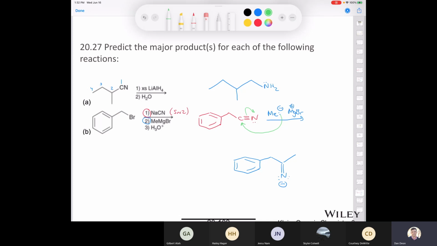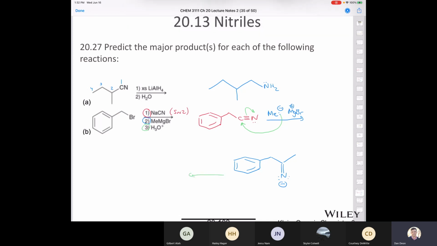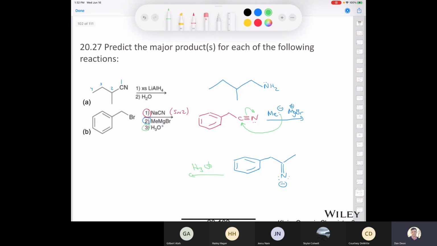And then in the last step, when you treat this with aqueous acid, what's going to happen? You're going to protonate this to make the imine in the first step, and then it's going to be hydrolyzed to the carbonyl, so to the ketone, right? So we end up with a molecule that looks like this. And then we have our carbonyl here. And there you go. There's our methyl group. And we are done, just like that.